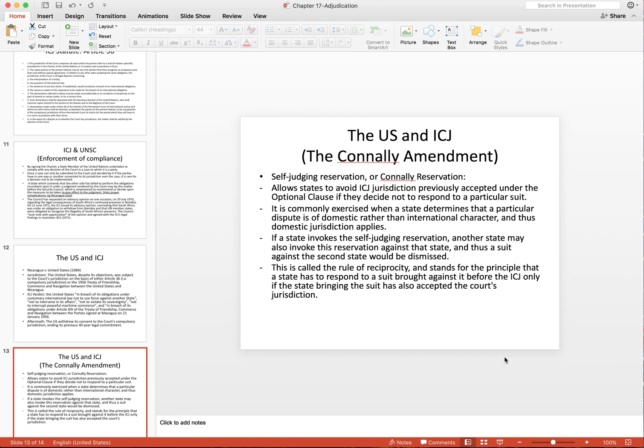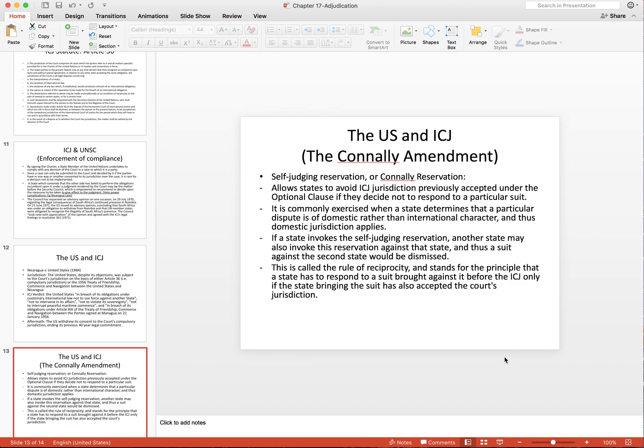And whether to accept this compulsory jurisdiction or not was purely at the discretion of the United States according to the Connolly Amendment. And this is normally exercised when a state determines that a particular dispute is of domestic rather than international character, and naturally, based on that determination, domestic jurisdiction applies.